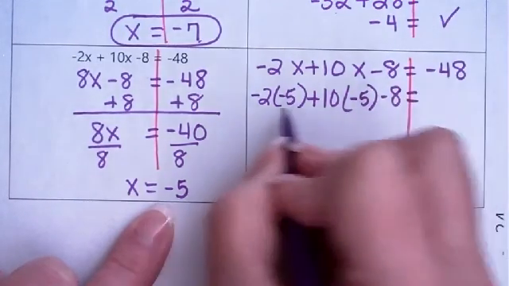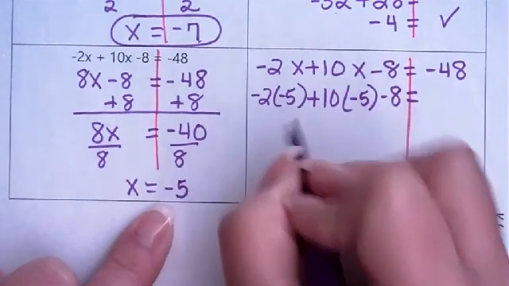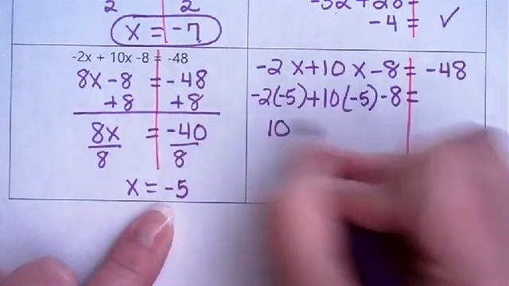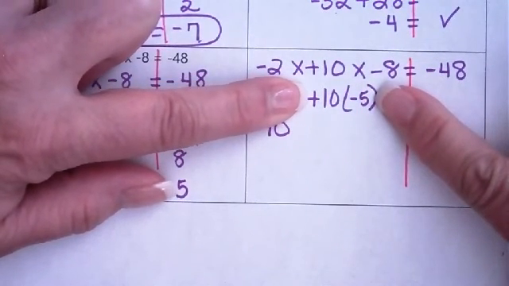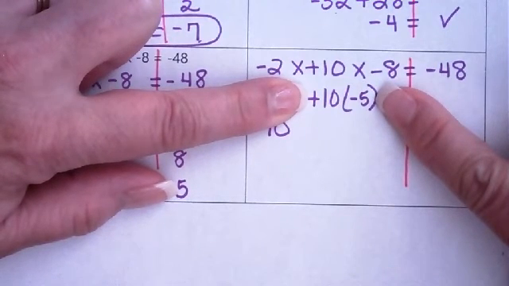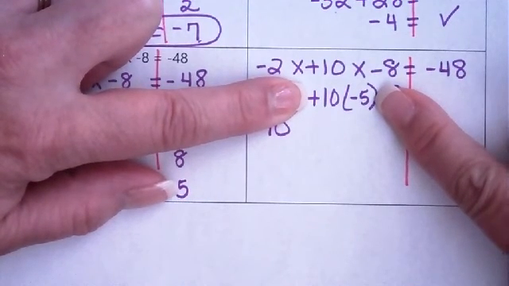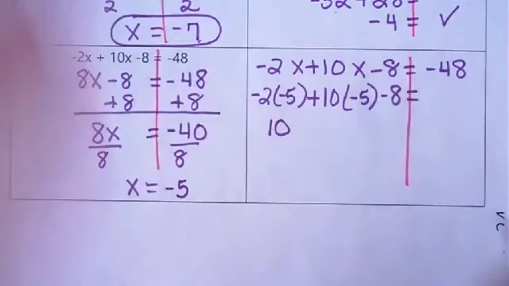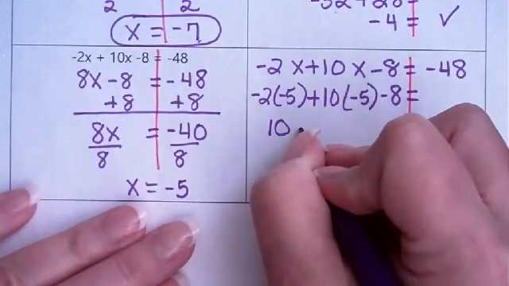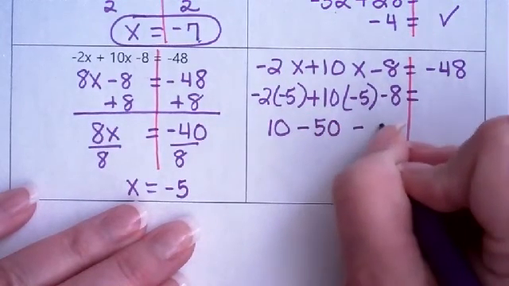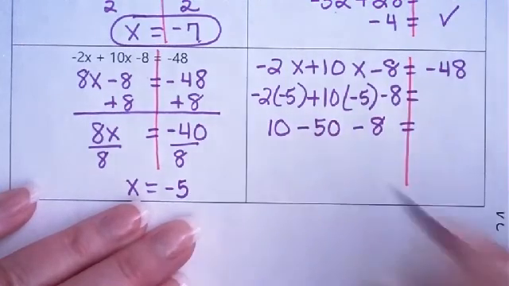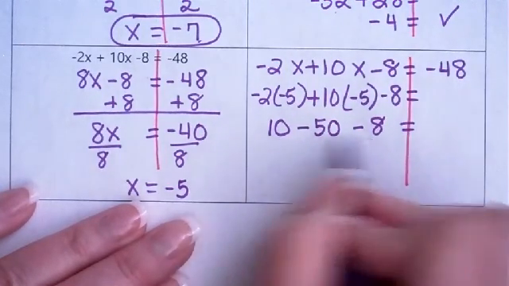All right, so now multiplying, negative 2 times negative 5 is positive 10. Now, I'm just going to zoom in and just focus on this multiplication fact right here. That's really positive 10 times negative 5. Well, positive 10 times negative 5 is negative 50. Since it's negative 50, we're going to write minus 50, minus 8.